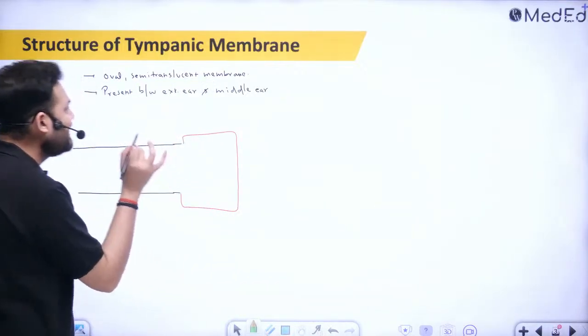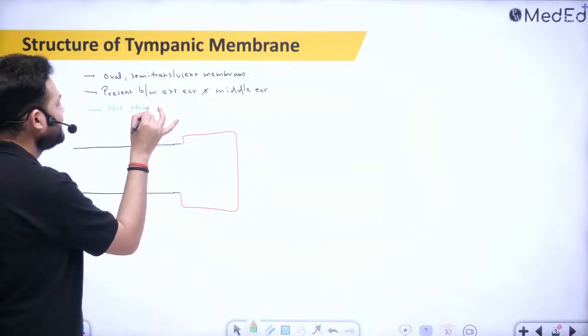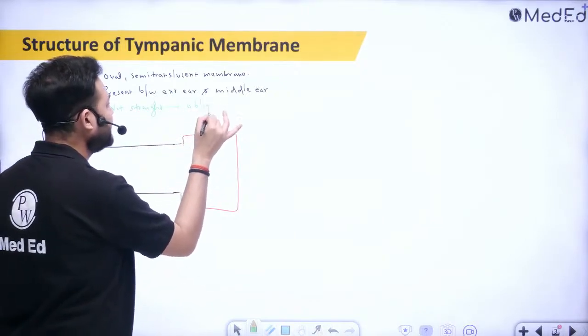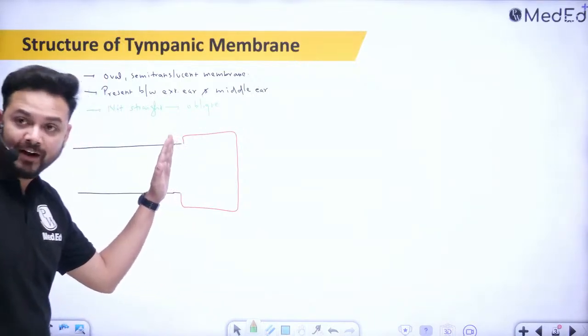Now, the tympanic membrane is not straight. It is not straight. Rather, it is oblique. That means it won't stand like this, right?